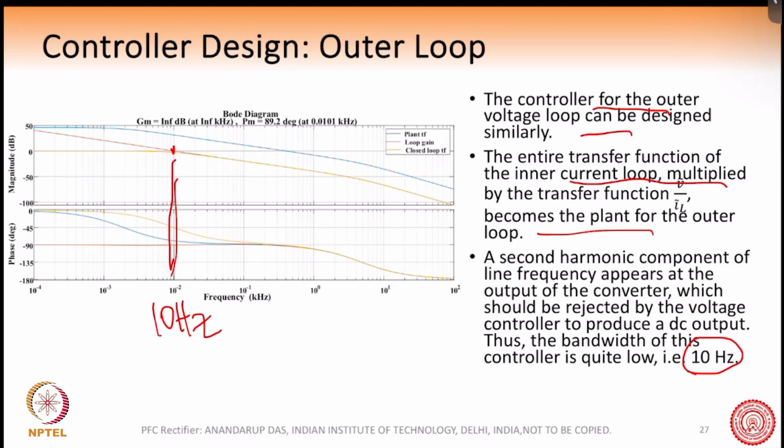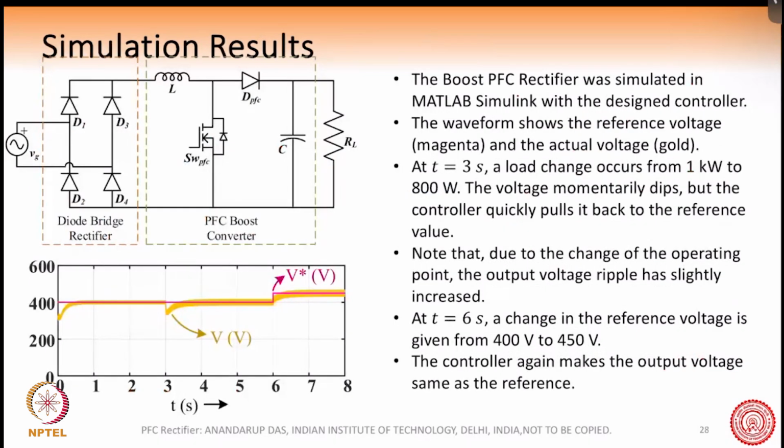This is how the overall transfer function looks. Now we will put it into some simulation results. Let us see how it happens. The boost PFC rectifier is simulated in MATLAB, and at t equal to 3 seconds, a load change occurs. Initially the voltage is set at 400 volts, and at t equal to 3 seconds we have a change of power from 1 kilowatt to 800 watts. You see there is a momentary voltage drop, but it again comes back to the 400 volt level.